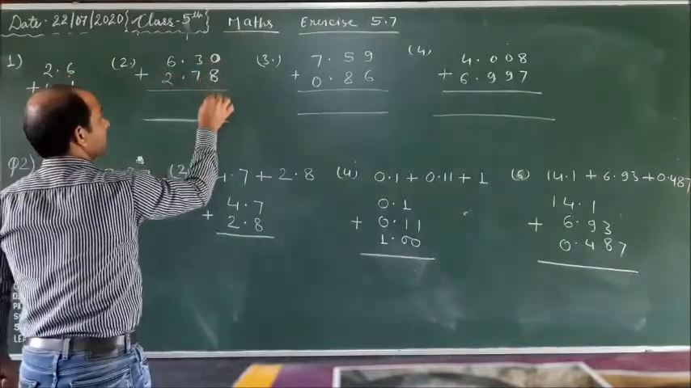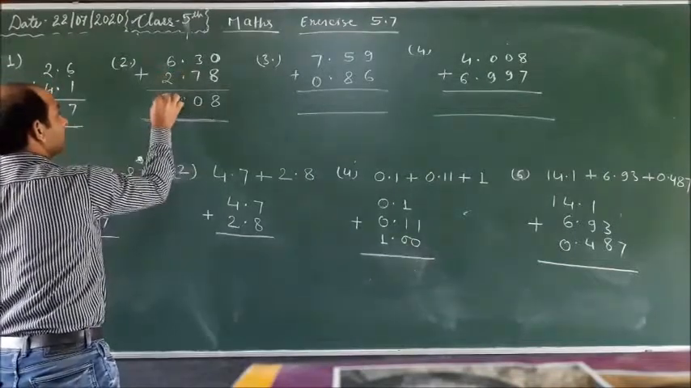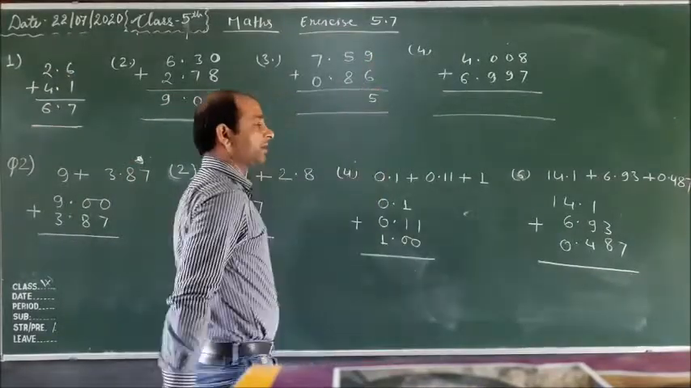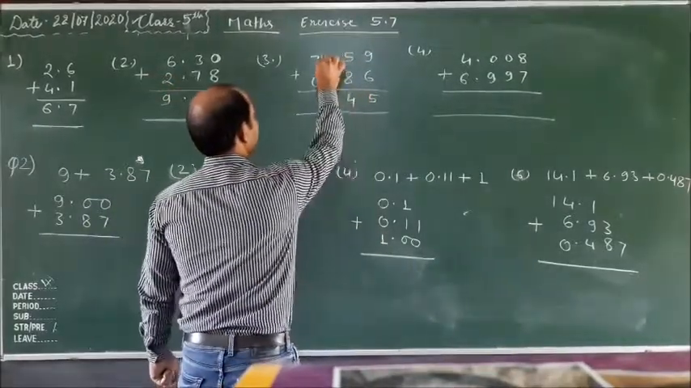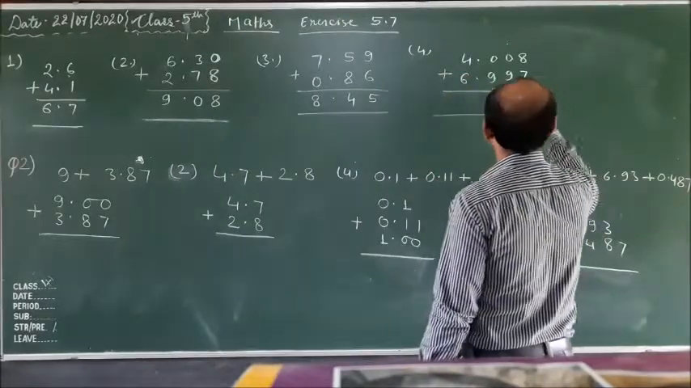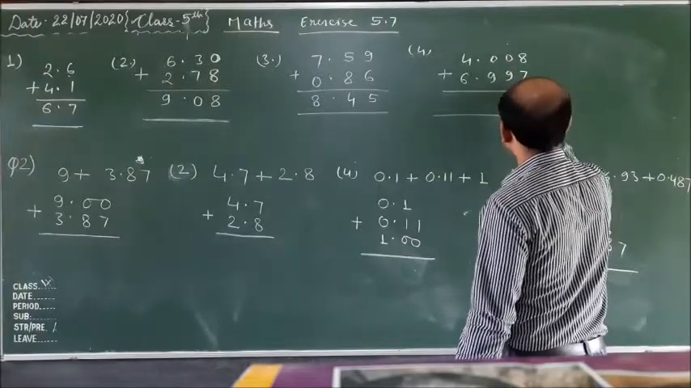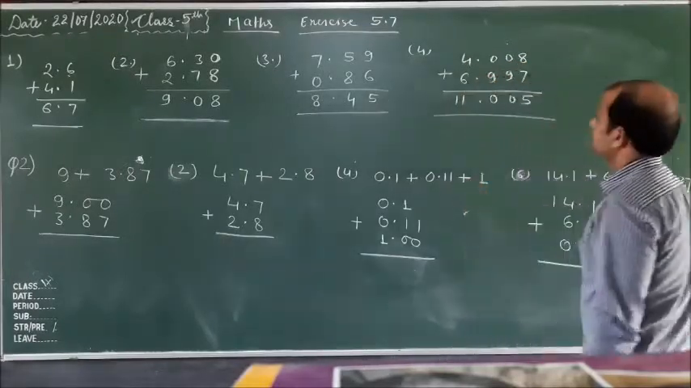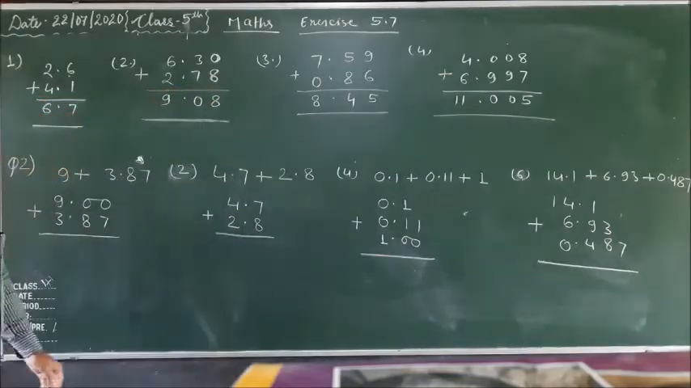Now add: 8 plus 0 equals 8. 7 plus 3 equals 10, 0 carry 1. 6 plus 1 is 7, 2 plus 8... 9 plus 6 equals 15, 5 carry 1. 8 plus 5 is 13, plus 1 is 14, 4 carry 1. 7 plus 1 is 8. Now 8 plus 7 is 15, 5 carry 1. 9 plus 1 is 10, 0 carry 1. 6 plus 4 is 10, plus 1 is 11, and here the decimal. The answer is 11.005.